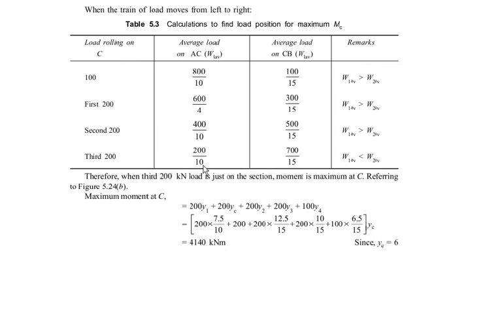So 200 by 10 is the average load on AC, and 700 by 15 is the average load on CB. So there is a change in the remark here. Now the average load on AC is less than the average load on CB. So there is a change in the remark. So we are stopping here. The load which is to be placed on the section C to have the maximum bending moment at C when the train of loads moves from left to right is 200.